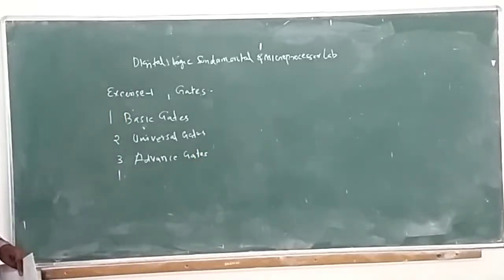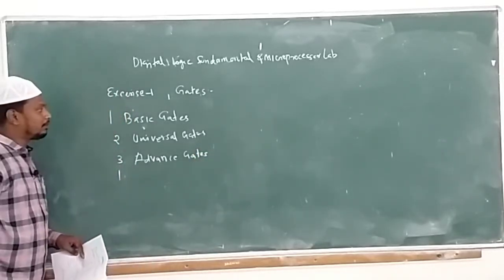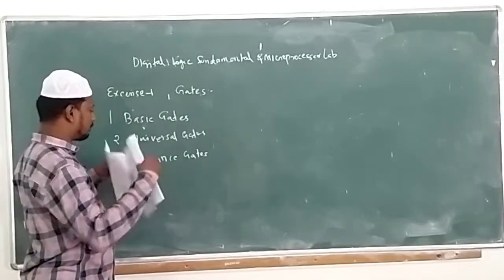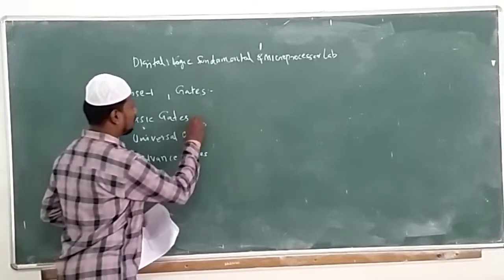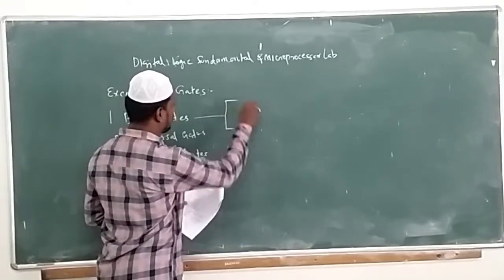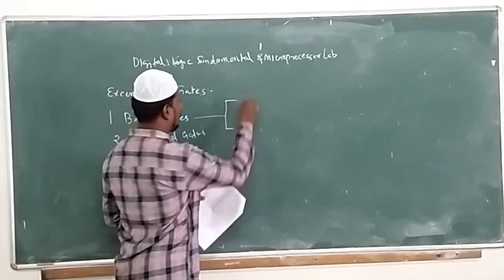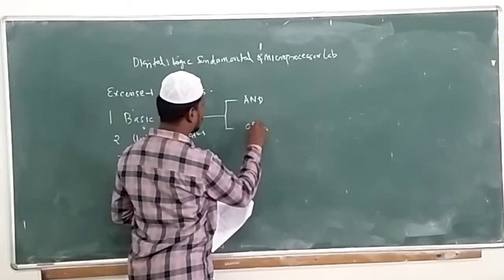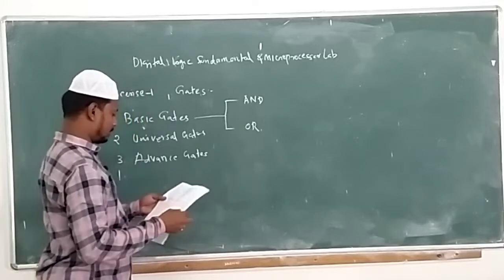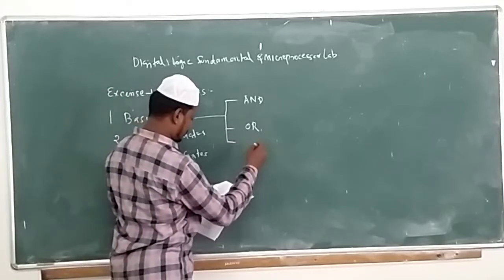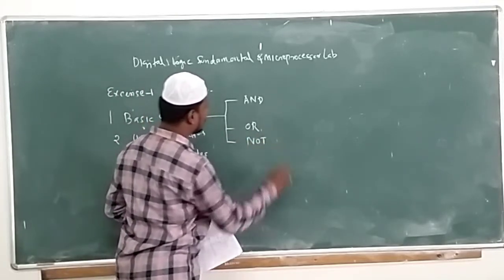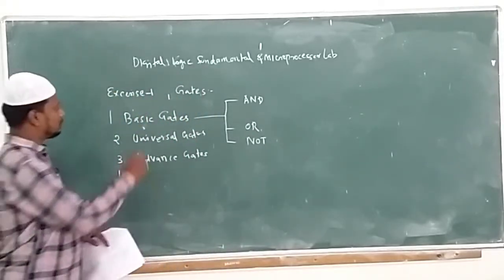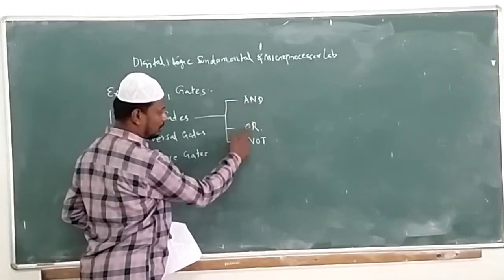First, you can understand the basic gates. This is the category of basic gates: first one AND, again one OR, and third one NOT. These are the different types of gates, so the basic gates are AND, OR, and NOT.